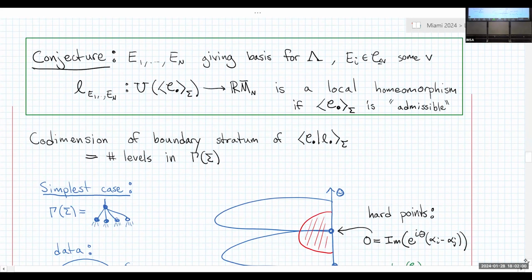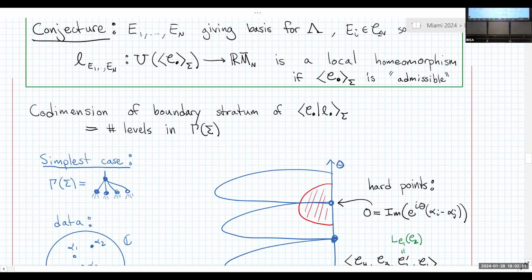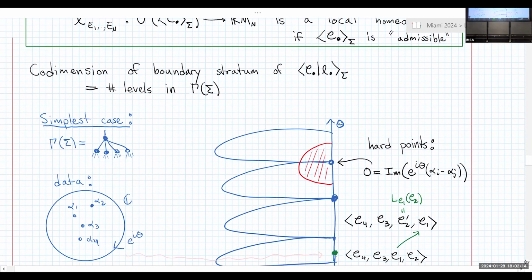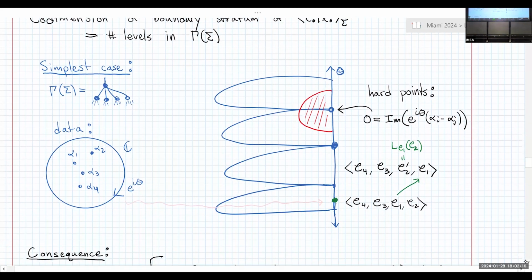As I mentioned, the codimension of a boundary stratum: if you have a point, the codimension of a stratum is the number of levels on the dual graph. It's a little bit counterintuitive, because when I first started messing with this stuff, the naive thing would be that a codimension one boundary component should be a two-term semiorthogonal decomposition, and then they should meet at a three-term one, a codimension two should be a three-term semiorthogonal decomposition, and so on. But I just couldn't get that to work. I couldn't find the right local model that would plausibly describe that space.